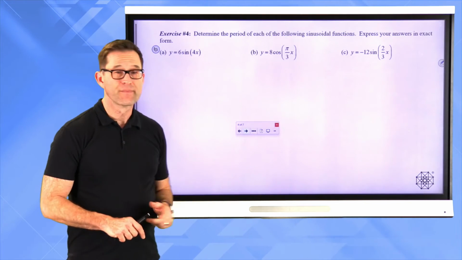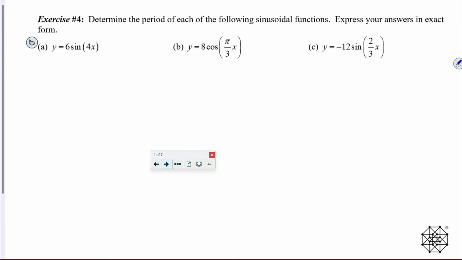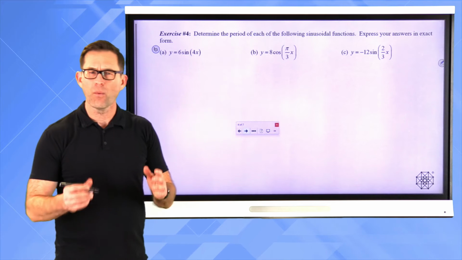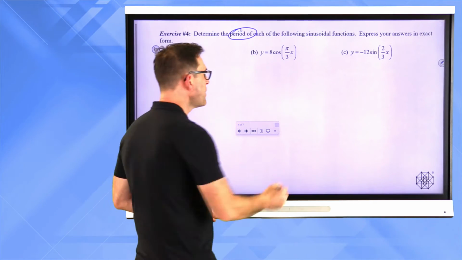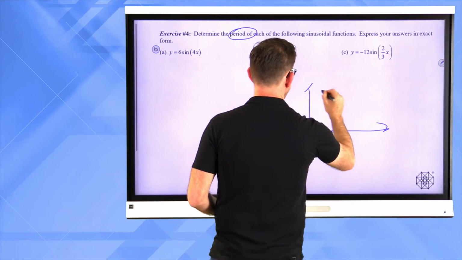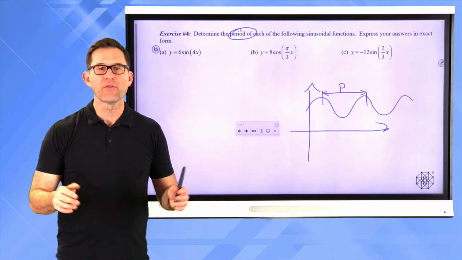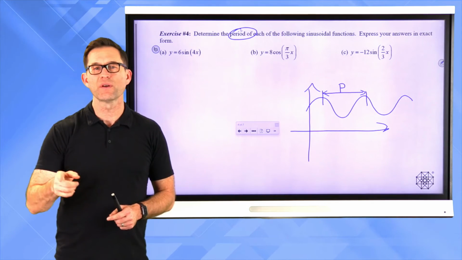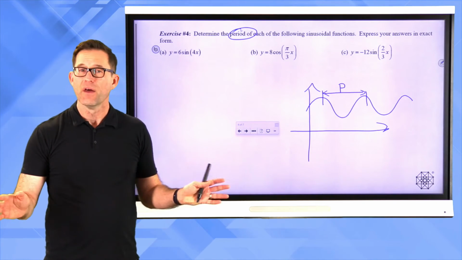All right, let's take a look at exercise number 4. Determine the period of each of the following sinusoidal functions. Express your answers in exact form. And again, I want to really make sure you understand this terminology, because that's really important. If I have some kind of curve like this, and I measure this distance, that is the period. You can think of the period as the distance between two consecutive peaks or two consecutive lows. That's the period, P.